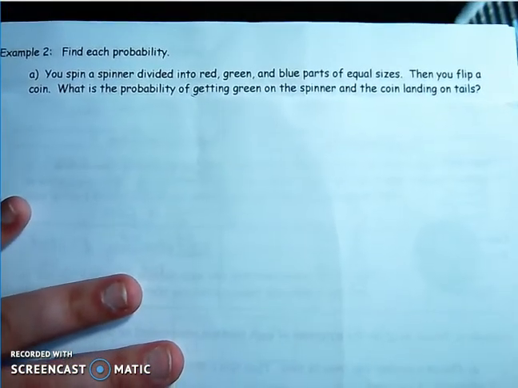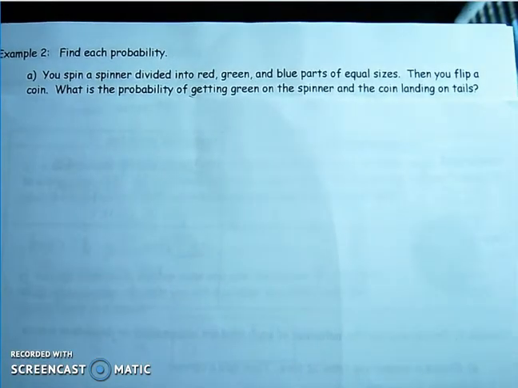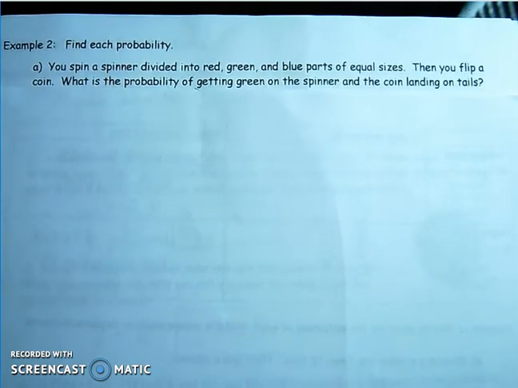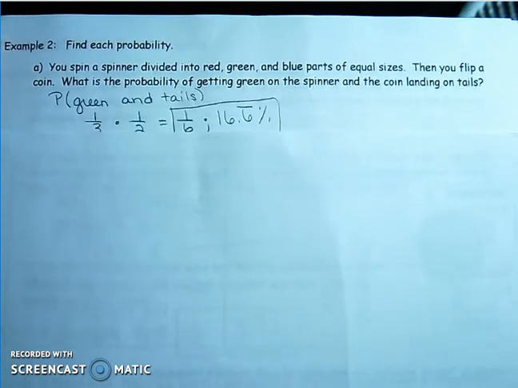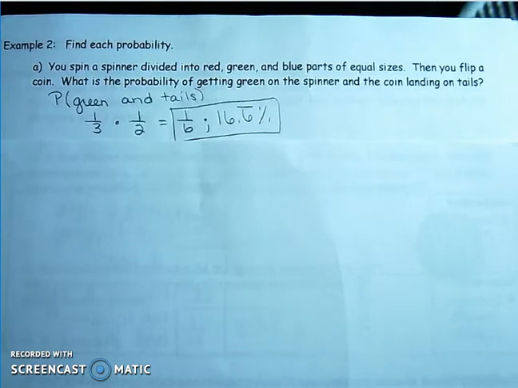The first example in finding each probability says you spin a spinner divided into red, green, and blue parts of equal sizes. Then you flip a coin. What's the probability of getting green on the spinner and landing a coin on tails? So, getting green on the spinner is 1 out of 3, and the coin landing on tails is 1/2. So the probability of doing both will be 1/2 times 1/3, or 1/6, which is 16.6 repeating percent.